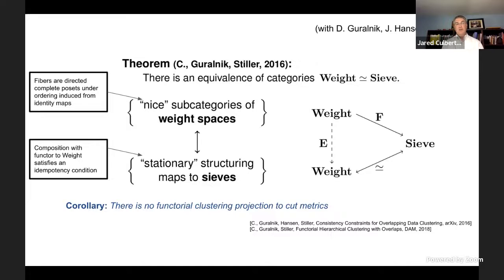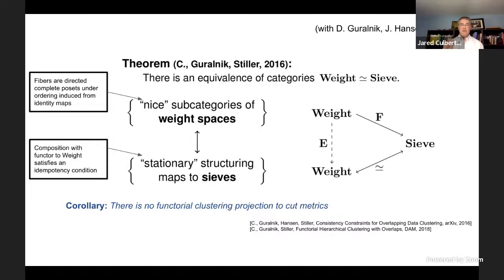And moreover, not only is there equivalence between those categories, but you can characterize what constitute nice subcategories of the weight spaces, and there's a direct correspondence to unique clustering maps on the sieve side. And so what this really comes down to is the fact that the category of weight spaces is fibered over set. And if you think about what would make a subcategory nice, it's going to be the subcategories where the fibers are directed complete posets.